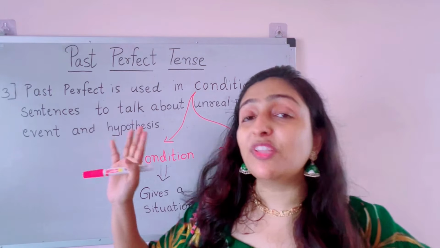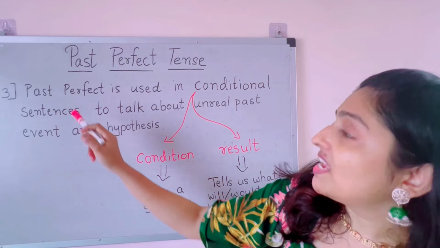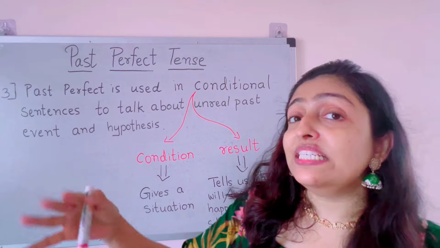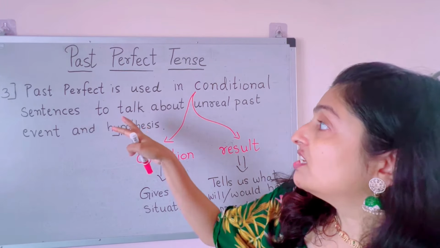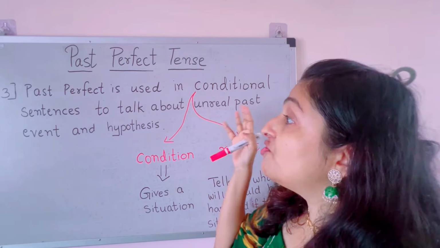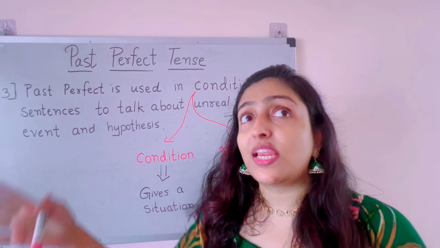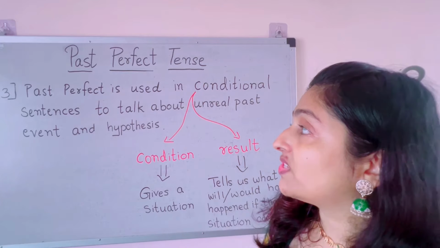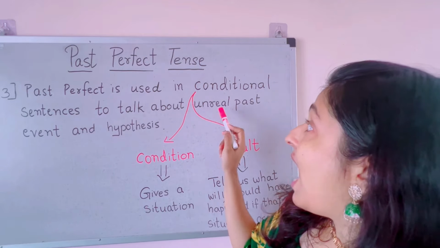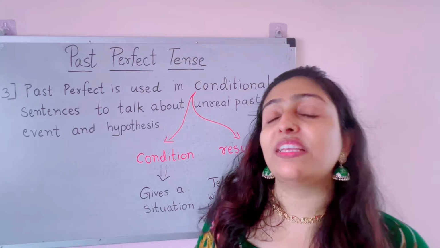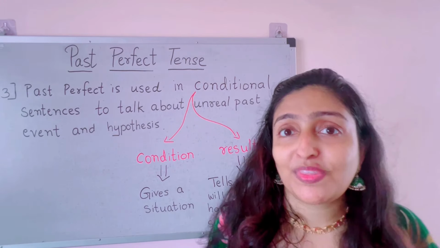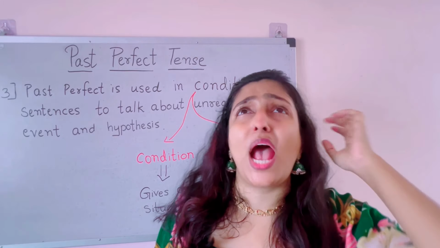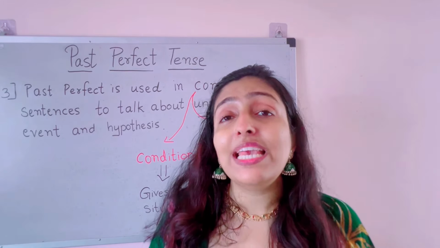This is rule number 3 of past perfect tense. Past perfect tense is used in conditional sentences to talk about unreal past events and hypotheses. Now you may be scratching your head thinking, what is condition? What is hypothesis? What is unreal?